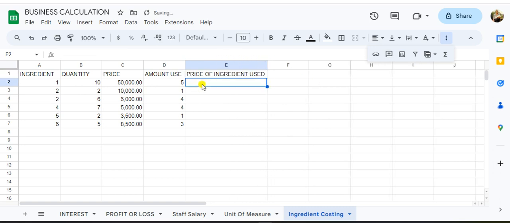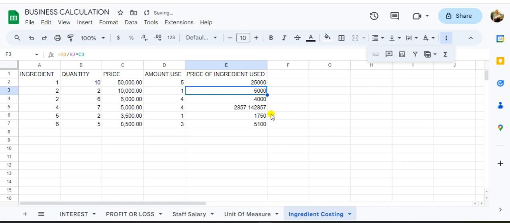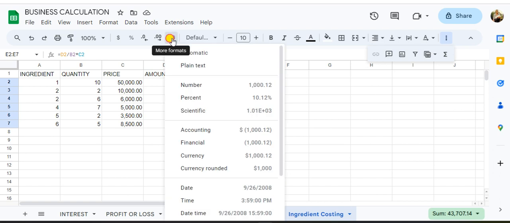So we'll now do equal to the quantity that we use. Here we use 5 kg, so we are going to divide it by the total quantity we have, which is 10, then multiply it by the price, which is 50,000. You see, this one fills the rest for us. We just click and we have everything here. So this is the price of ingredients used.